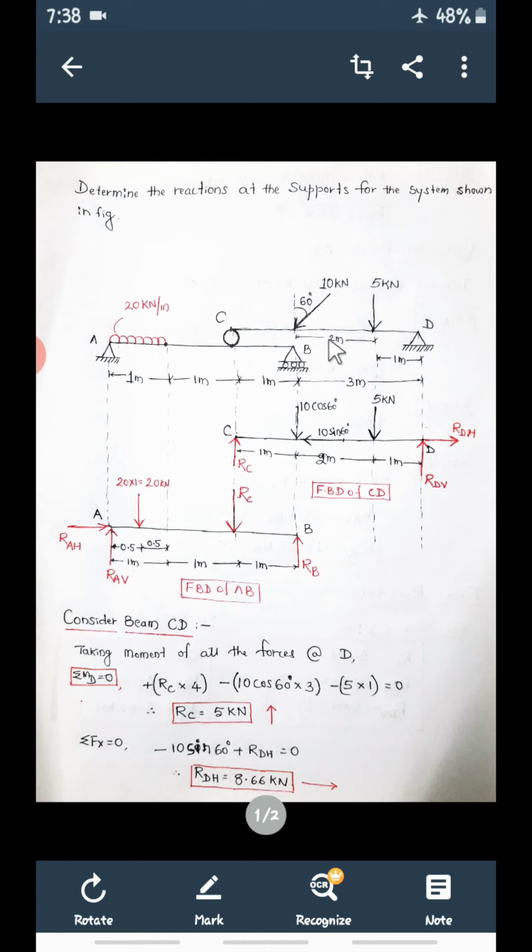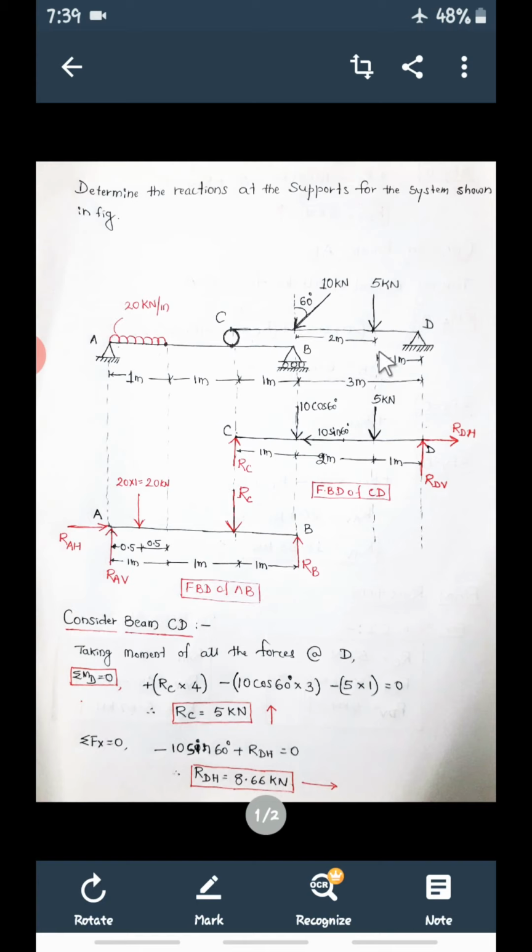Now, how to find out the support reactions for this type of problem? Consider these two as separate beams now. As usual, what you did in the previous sessions, considering each beam separately, then drawing the free body diagram, then as usual, we are using the equations of equilibrium. Now, let us draw the free body diagram of this CD.